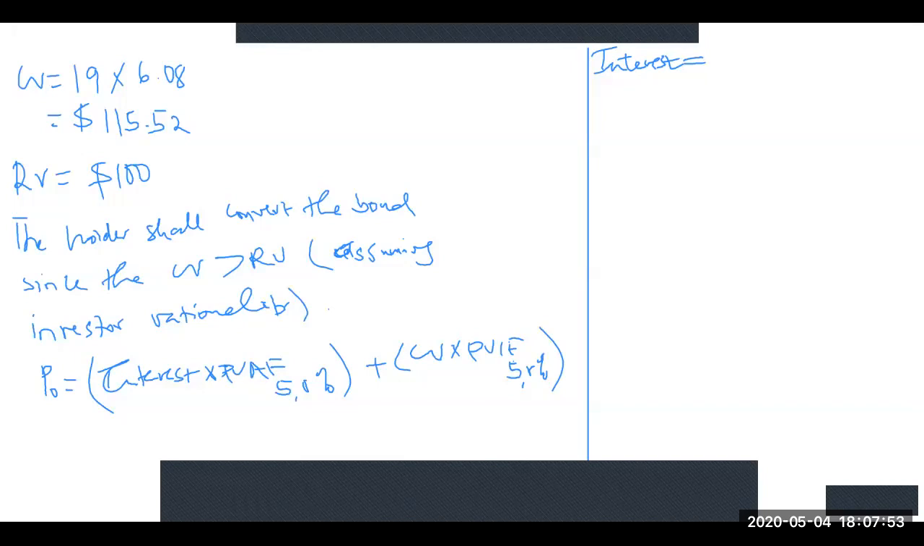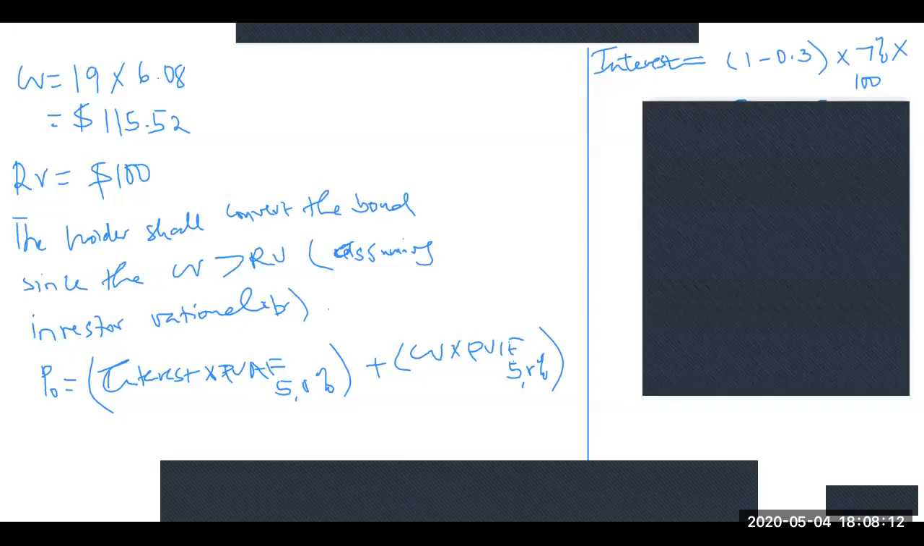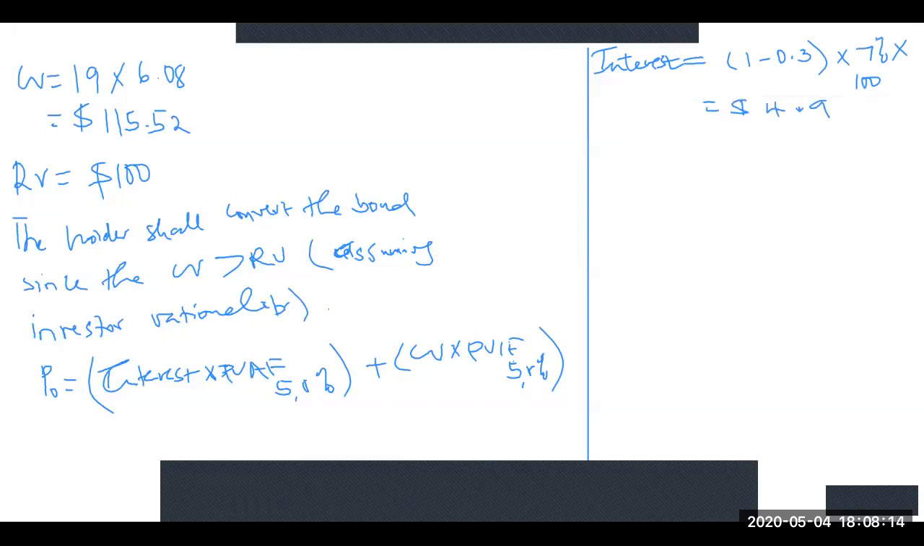This would imply that the net interest income to be earned is 1 minus 0.3, which is the tax, times the interest of 7%, times the nominal value of the bond, which is 100. The holder shall therefore be getting $4.9 per year for the next 5 years. Now, the market value of this bond.